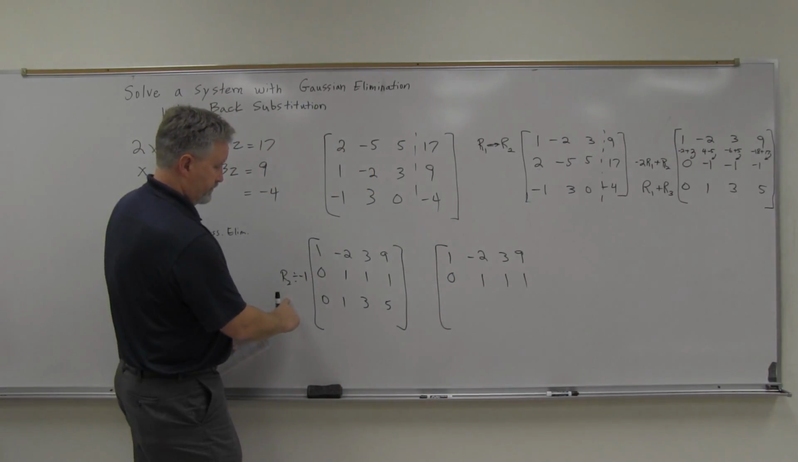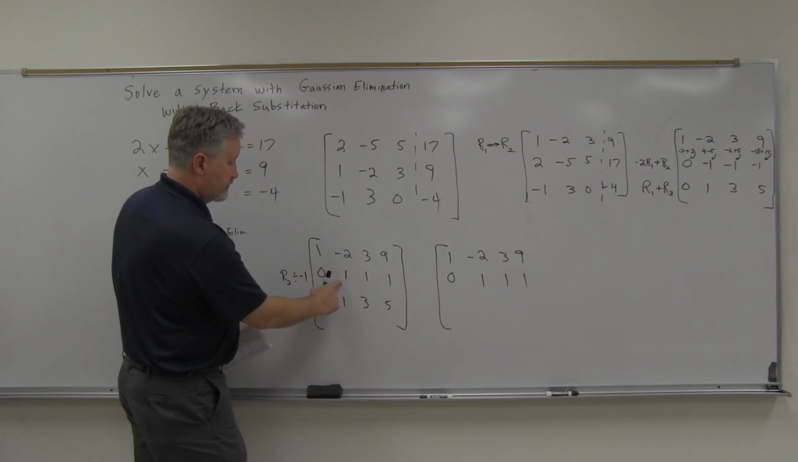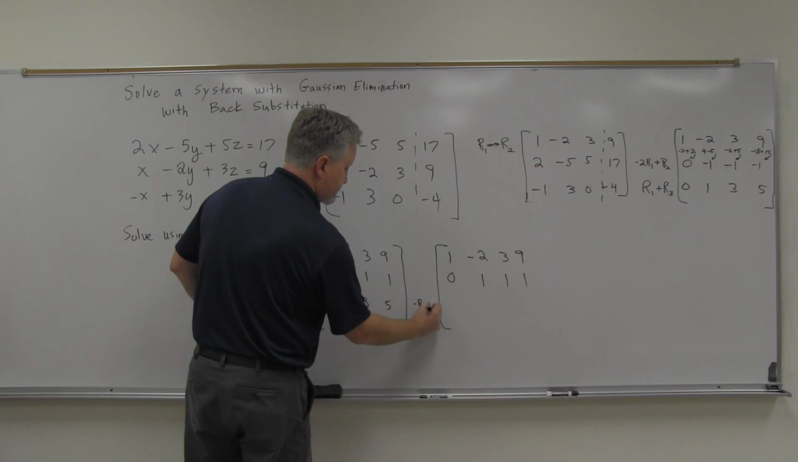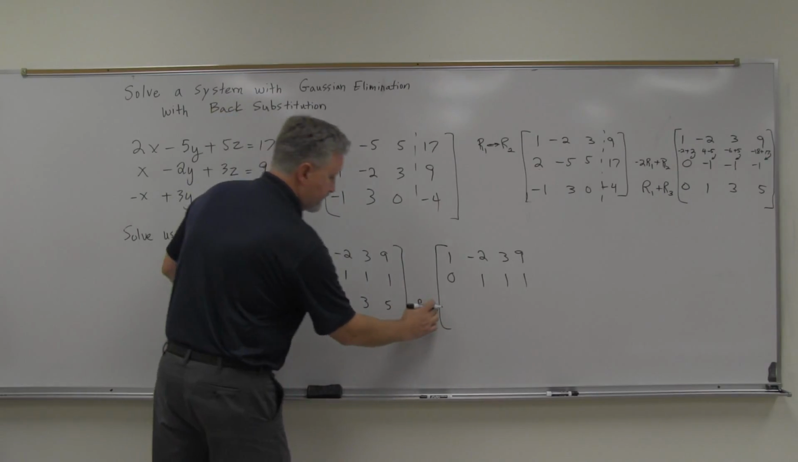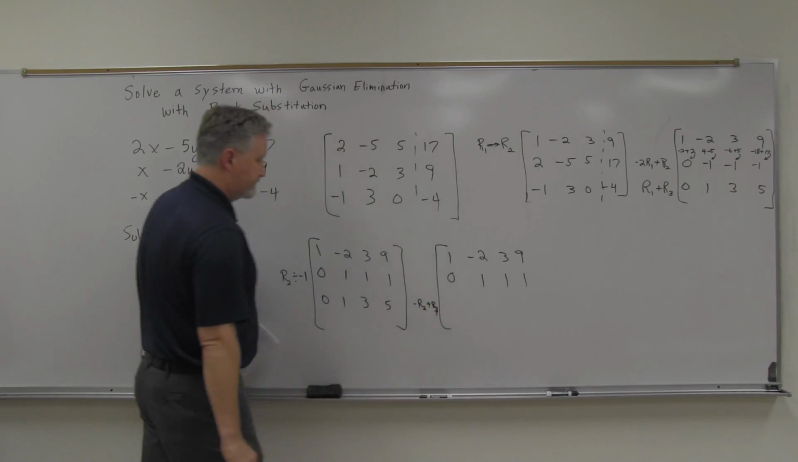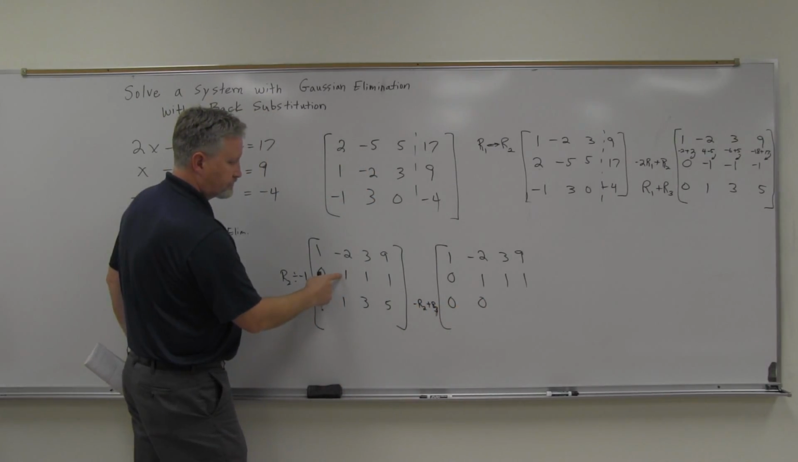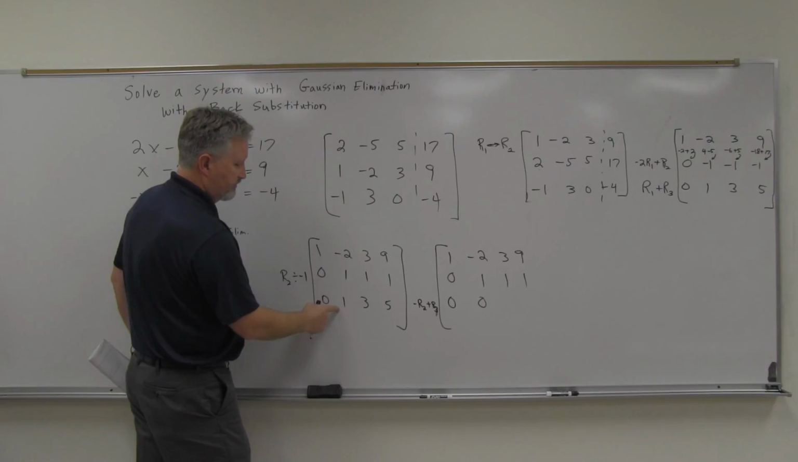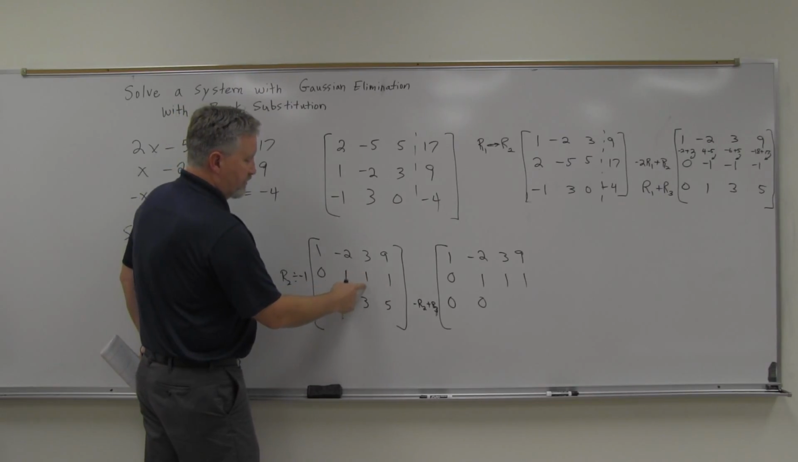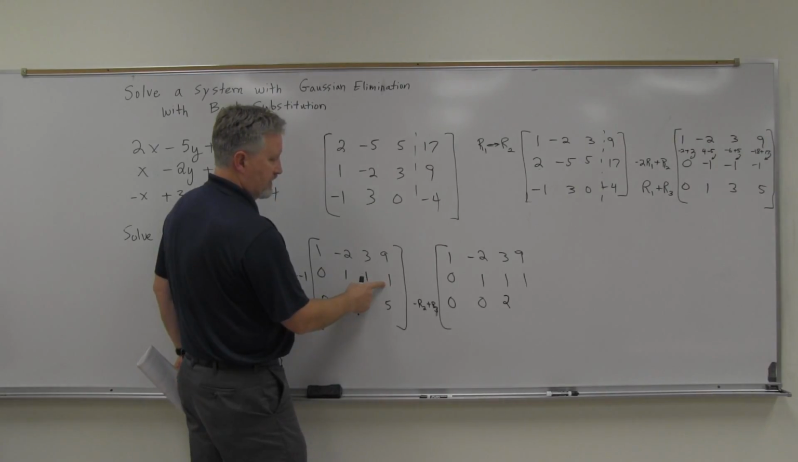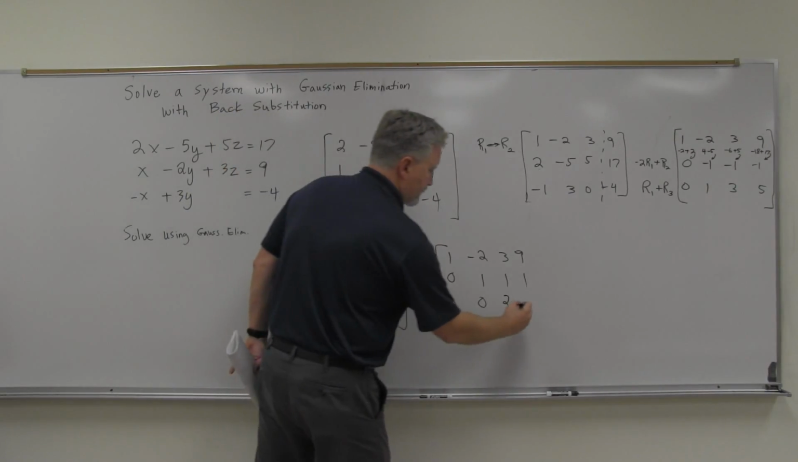So take row 2 times -1, so -1 times row 2 plus your row 3, sorry. And that'll give me my 0 here, because that'd be -1 plus 1. -1 plus 3, the next one would be 2, and then -1 plus row 3 would be 4.